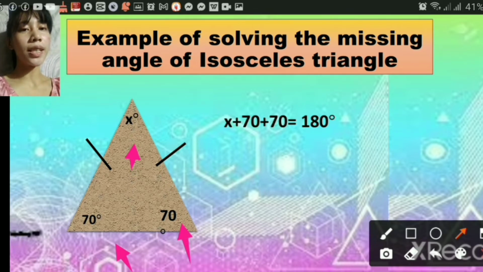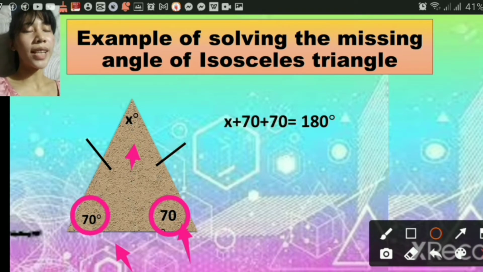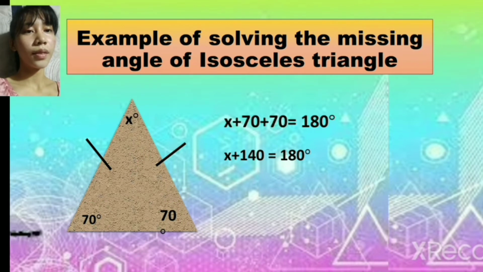Just always remember that the angles of this triangle always sum to 180 degrees. So how are we going to find the missing angle? In order to find it, just do this. Add the numbers of these angles here, including this x. So x plus 70 plus 70 is equals to 180 degrees. So 70 plus 70 is equals to 140. So we have x plus 140 is equals to 180 degrees.